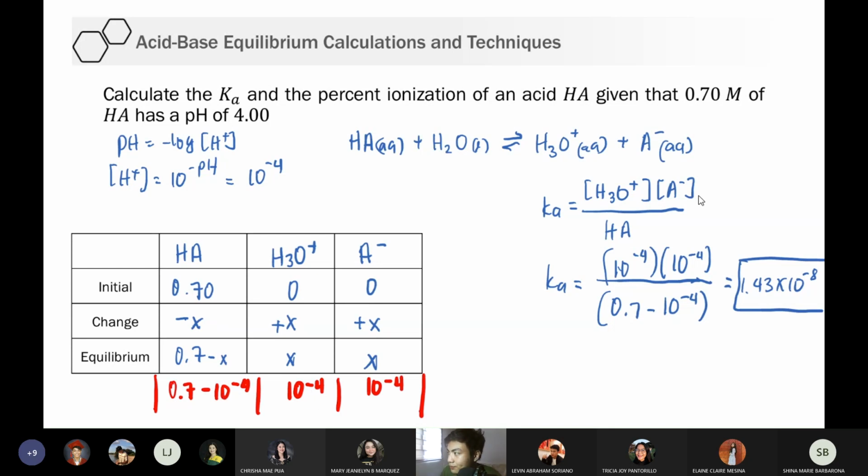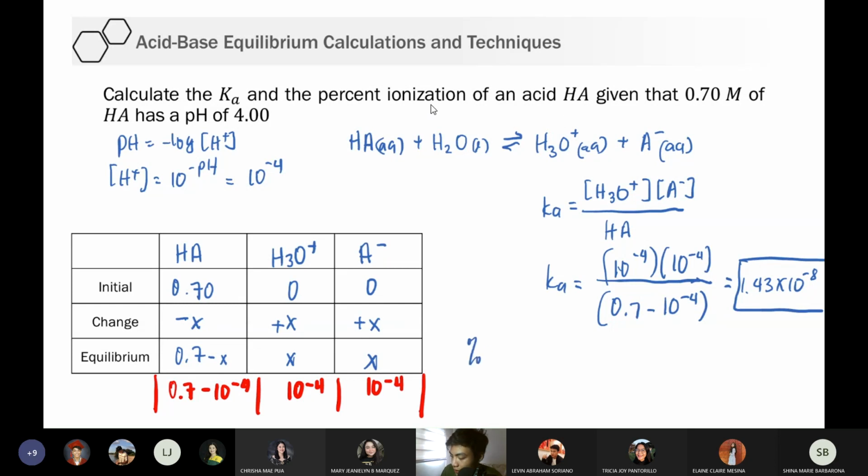Ganun. Okay? And from the X value, from your pH, same na yon as dito. And yung X dito, same yun as the 10 raised to negative 4. Then lahat ng ito, pa-plug in mo sa K-expression, you get the final answer. Tapos na.